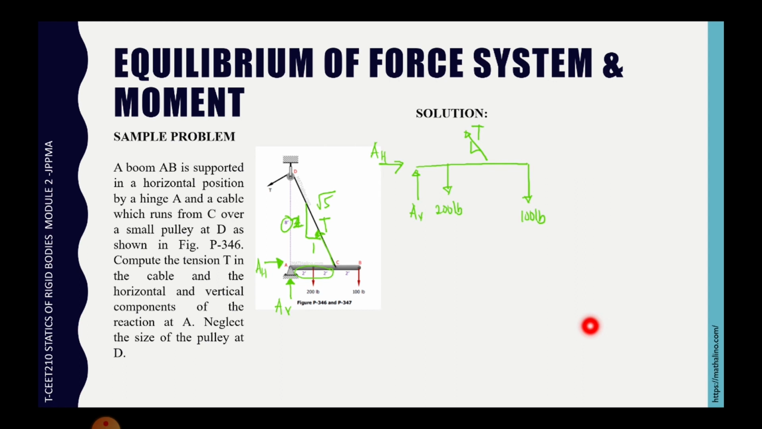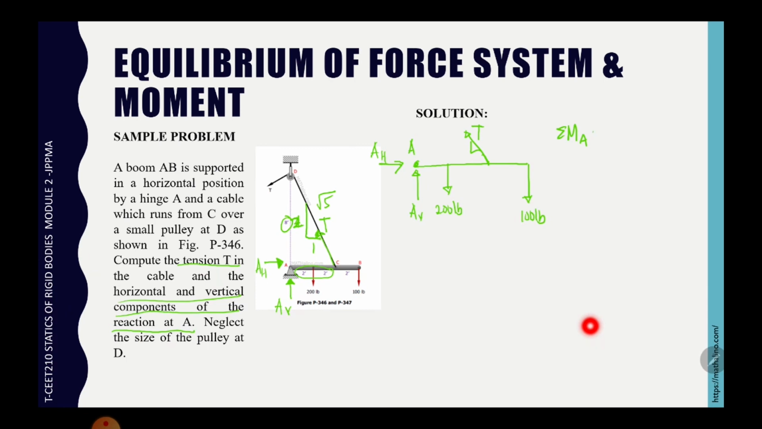So, para makuha natin, ang requirement dito is compute the tension T. So, letter T lang yung kailangan natin. Si T lang. Okay. So, para makuha si T, compute the tension T and also the horizontal and vertical components of the reaction at A. So, etong dalawa, si AH at saka si AV, kailangan din natin yan. So, para makuha natin si T, magsa-summation of moment tayo along A. At A. Dito sa A.